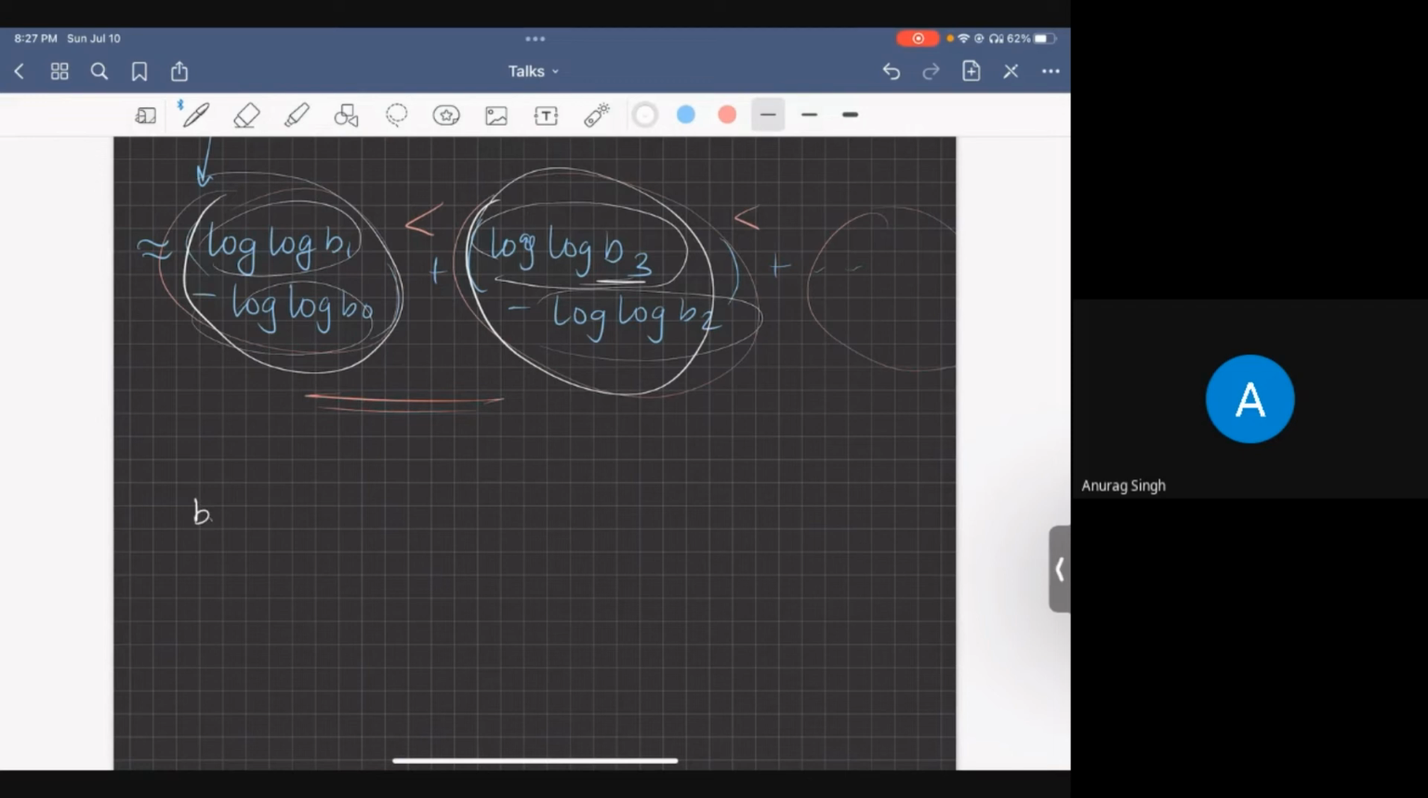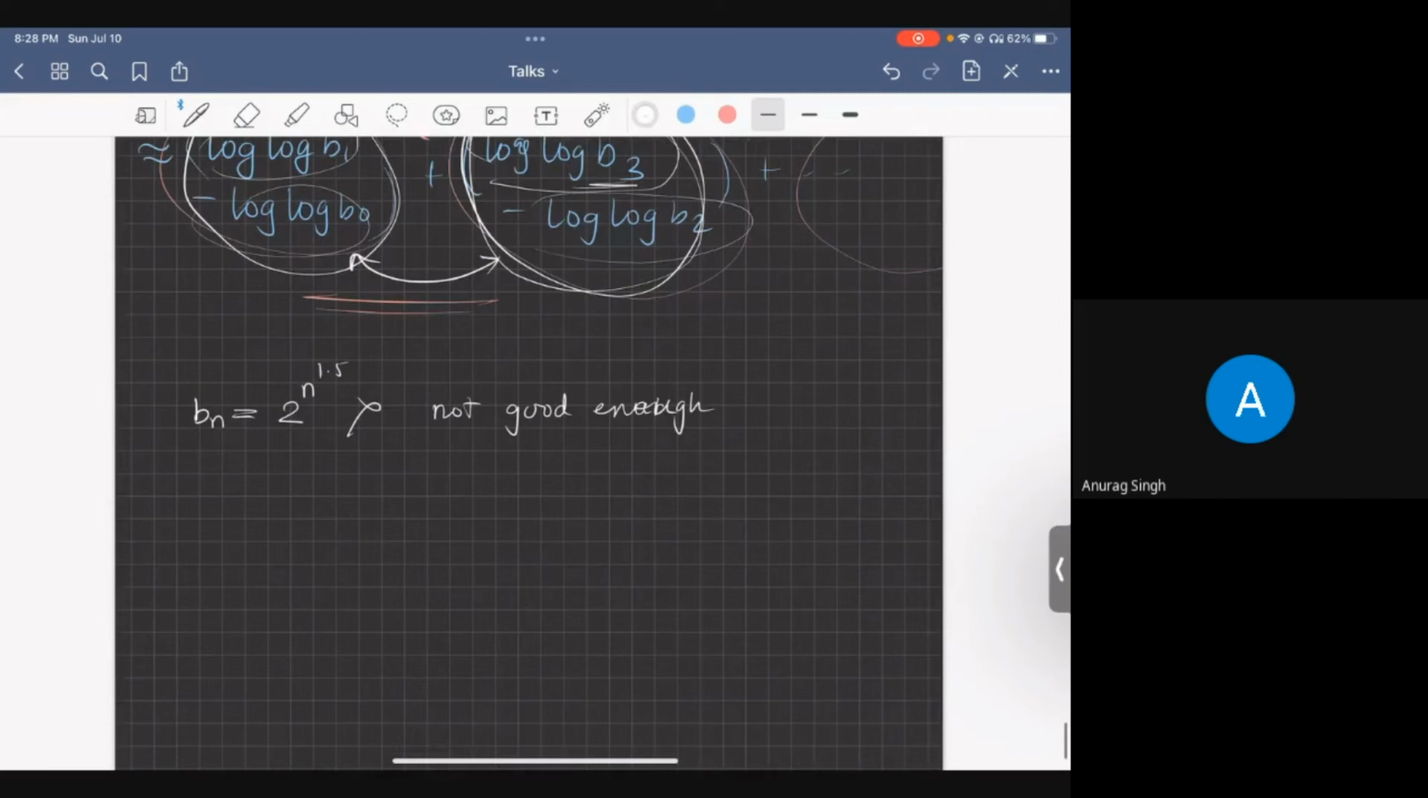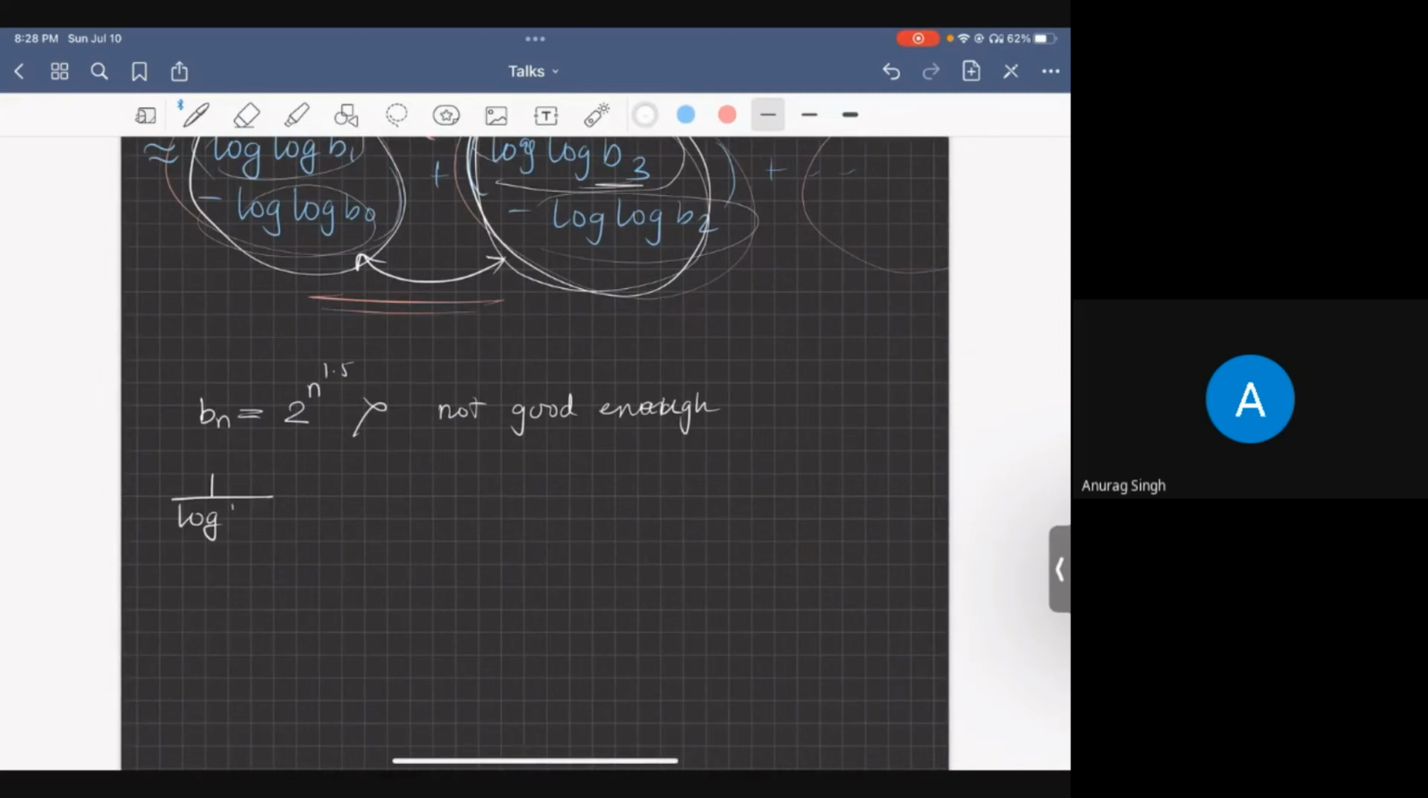So this function is too large, basically. I mean, it's not that large that this term is actually more than this term, but the gap is still not enough. It's not decreasing fast enough. So this is not good enough. So let's go back to this. We wanted 1 over log b2 plus 1 over log b4, etc. to diverge, right?